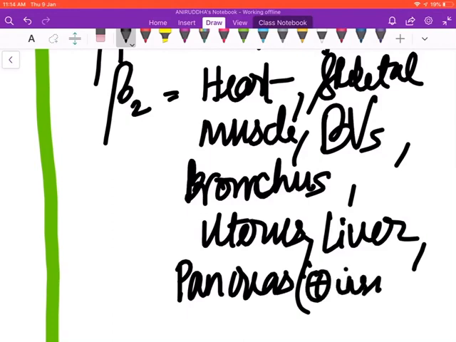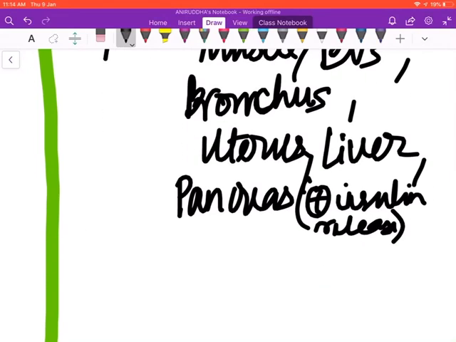Yes, that is why we are often asked a question why in a diabetic patient propranolol should be avoided. So I'll come to that. I'll discuss that later.